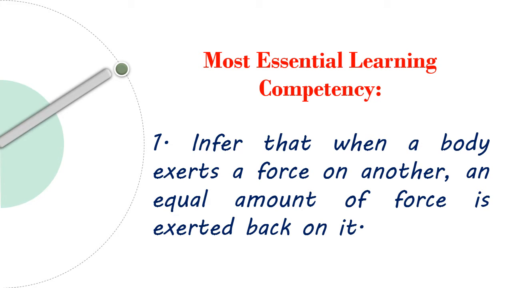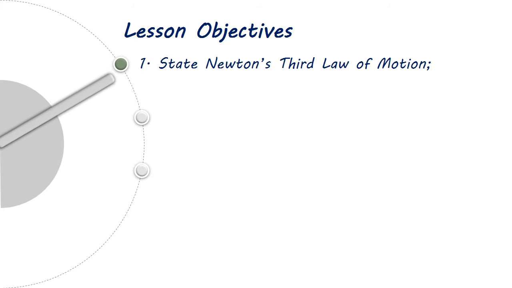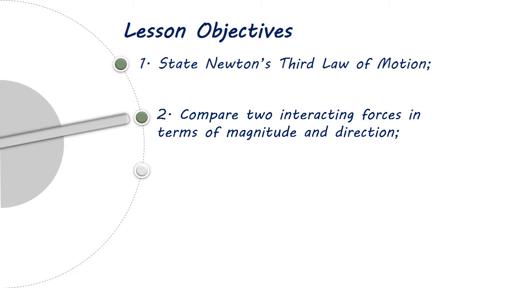Our most essential learning competency is to infer that when a body exerts a force on another, an equal amount of force is exerted back on it. And our learning objectives are: state Newton's third law of motion, compare two interacting forces in terms of magnitude and direction, and cite examples or situations showing the third law of motion.